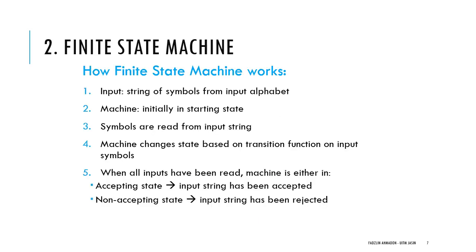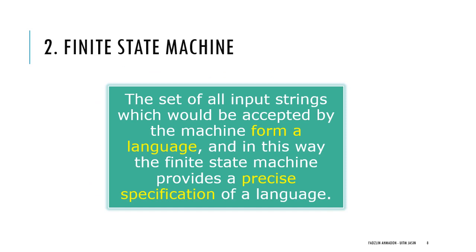How does the finite state machine work? First of all, we have input, which are strings of symbols from an input alphabet. Then we have the machine itself that is initially in a starting state. Next, we read our symbols, and the machine will then change state based on the transition function on the input symbols. Finally, when all inputs have been read, the machine will either be in an accepting state, which means the input string has been accepted, or a non-accepting state or a reject state, which means the input string has been rejected. Whatever strings are accepted by the finite state machine form a language. This way, a finite state machine precisely defines all words or strings in a language.